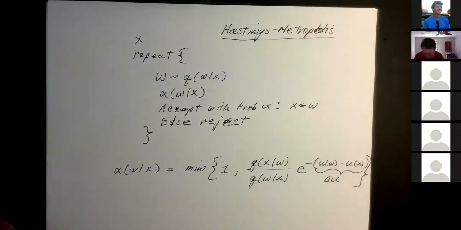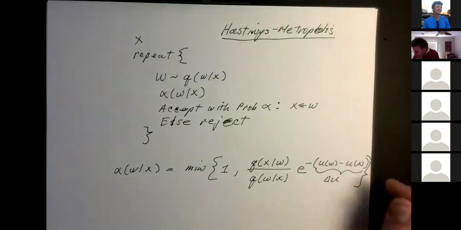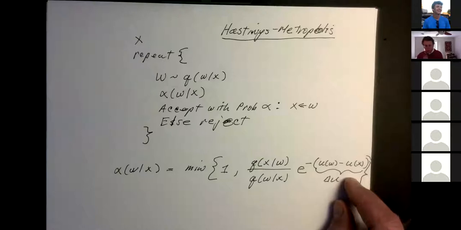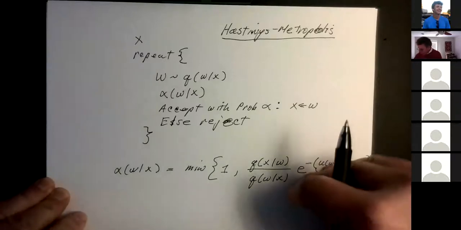So that's fine. This is the Hastings Metropolis algorithm, and this applies to pretty much anything. You could generate samples from any distribution. What ends up happening then is this thing here.